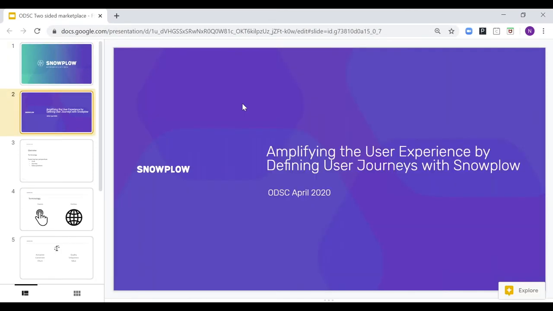I'll be talking about amplifying the user experience by defining user journeys, and specifically focused on two-sided marketplaces, because that's where most of my experience is. Let me introduce myself and tell you what I do and how.